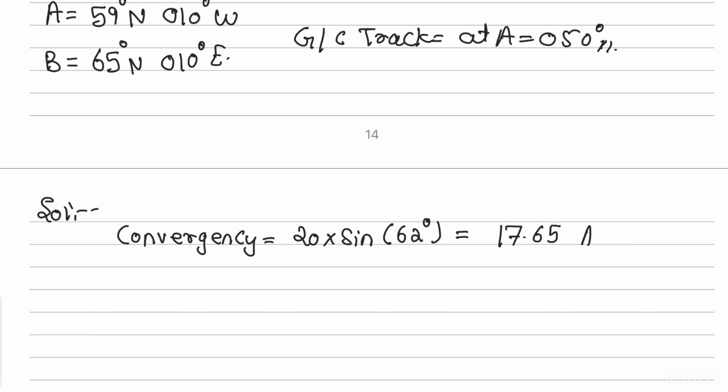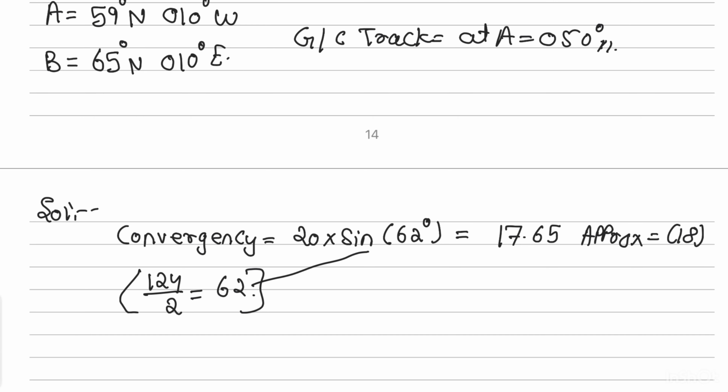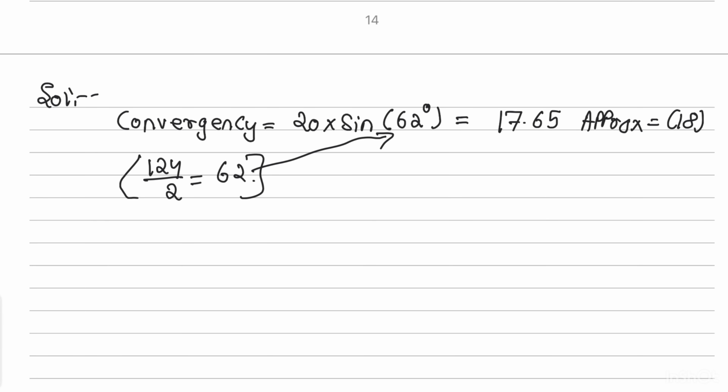Let me finish this one. 17.6, approximately, so let me approximate it to 18. So 18, then add 50, yeah, 59 plus 64, that is 124 divided by 2, 62. Okay, understood, right?